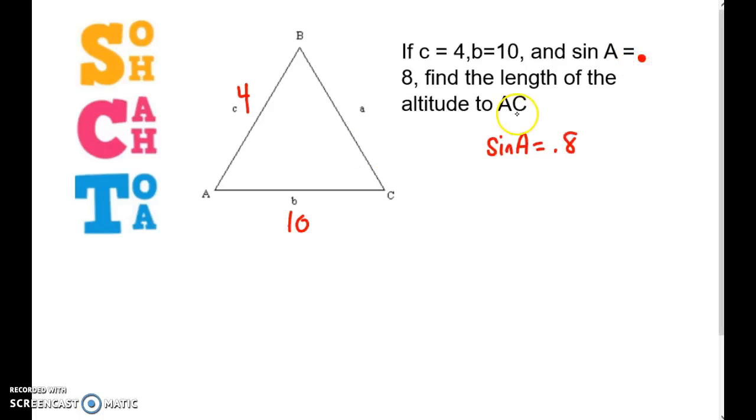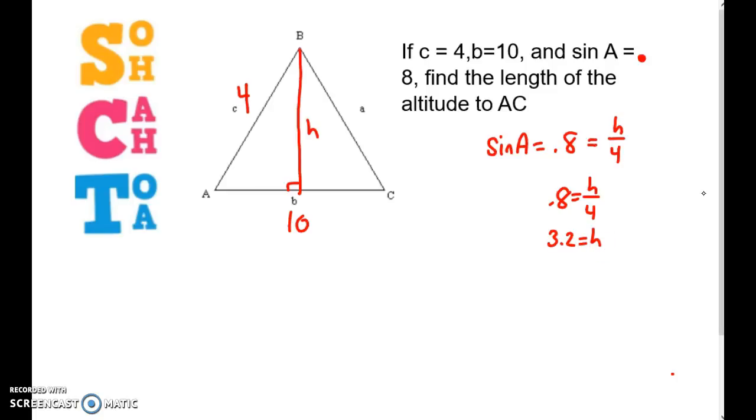I'm going to try and find the altitude to AC. Altitude is a game changer because that's a right angle, and now I've got a height that I can actually compute. I know the sine of A is the opposite over the hypotenuse, so this sine of A equals h over 4. Well, if 0.8 equals h over 4, I could either turn 0.8 into 8/10, or I could say 4 times 0.8 is just going to be 3.2. And now I have the length of the altitude.